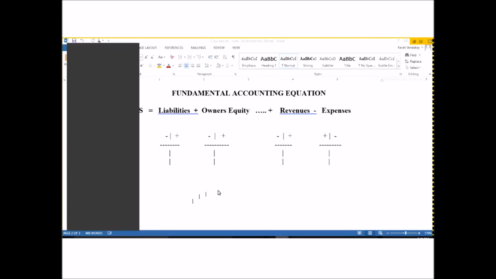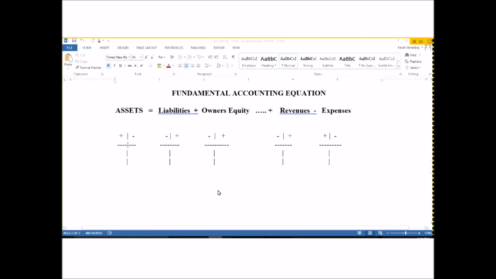Okay, the first thing in this chapter, and in accounting in total, is the fundamental accounting equation. If you don't know this, you'll never pass the class. This is something you're going to have to memorize in order to get through this. Anything that happens in the business is going to fall under one of these 5 categories.